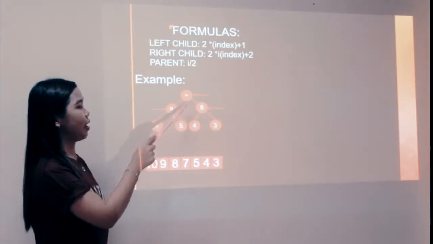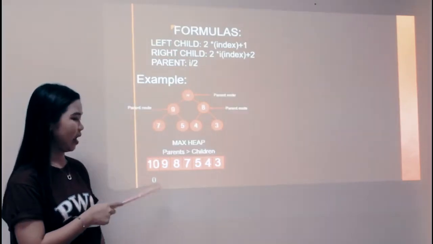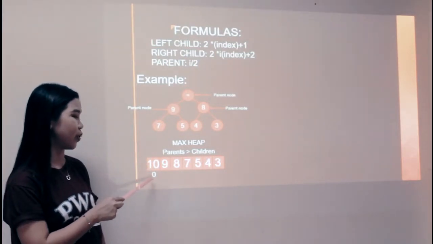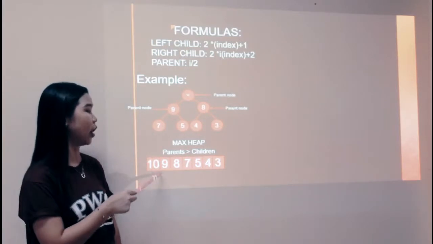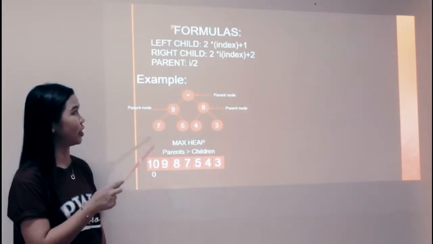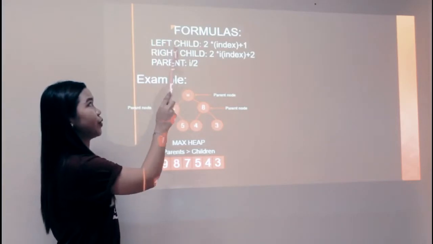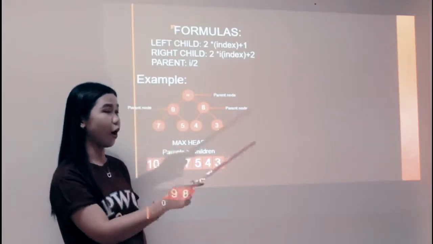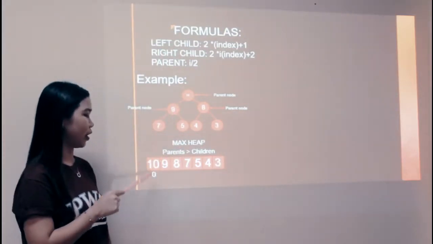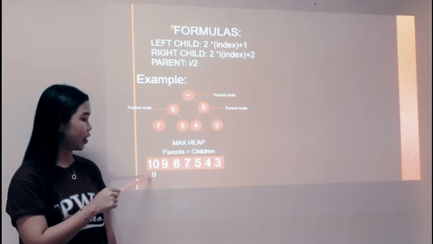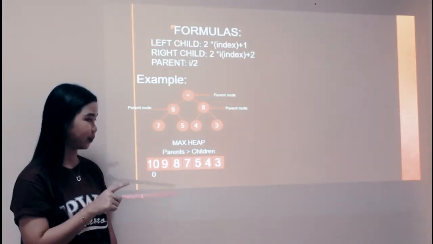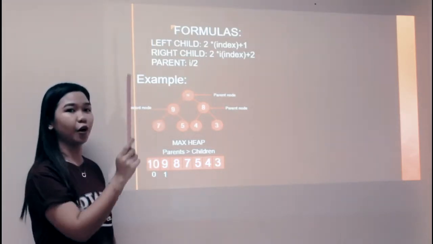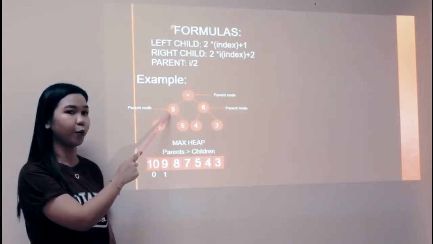For example, if your first element is 10, we all know that 10 is at index 0. So all you need to do is find who will be the left child of index 0, which is 10. So you are going to use this formula. 2 times 0 is 0, plus 1 is 1. So the left child of index 0 will be index number 1. Index number 1 is 9. So the left child of the parent node 10 will be index 1, which is 9.